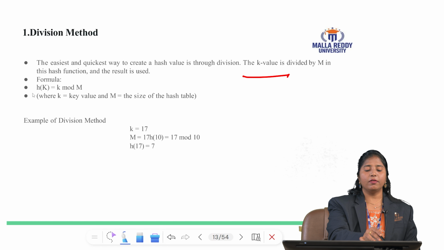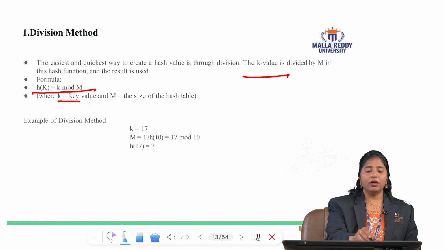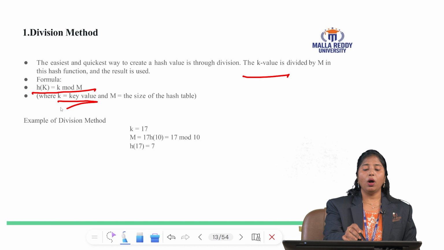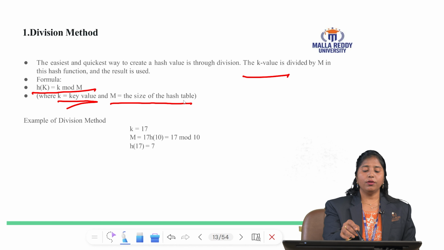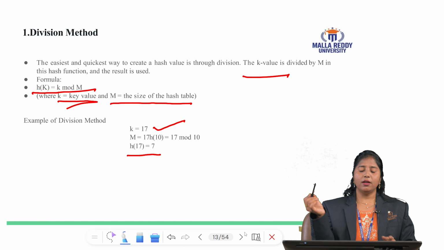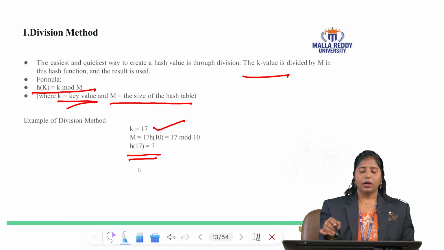So what is the formula? See the formula: h(k) = k mod m, where k is the key value. Whatever elements are input, that is the key value, and m is the size of the hash table. Let's assume the table size is 10 or 20. Here I have taken the key element 17, then 17 mod 10. The remainder is 7, so we store the key element 17 in the 7th place.